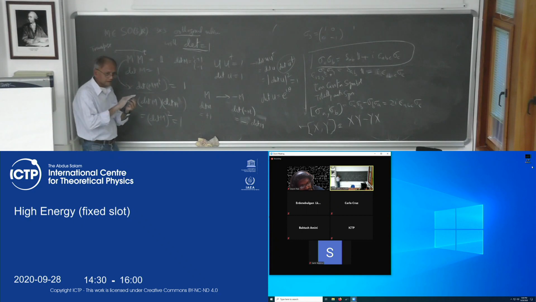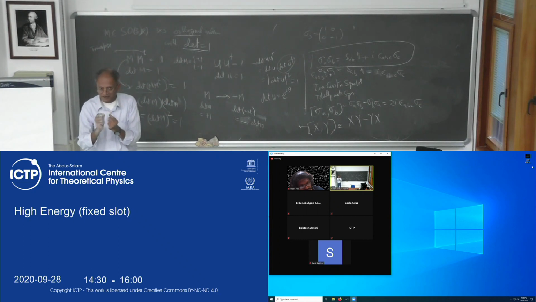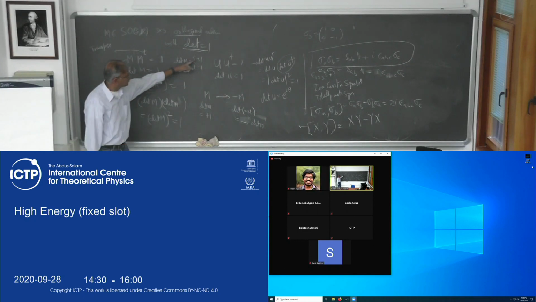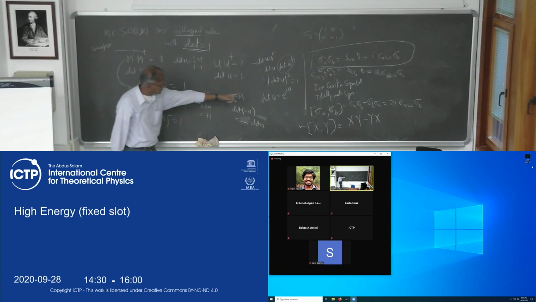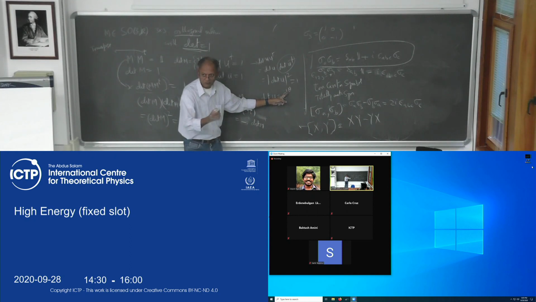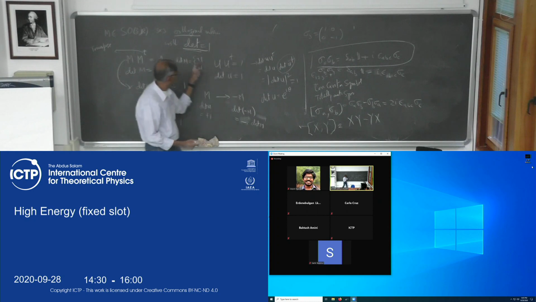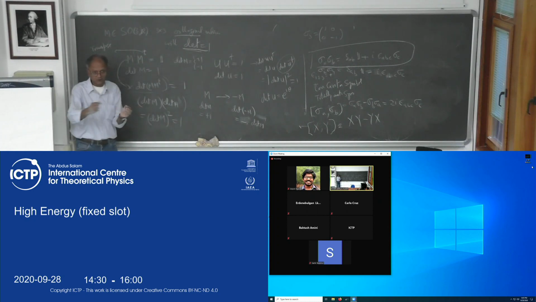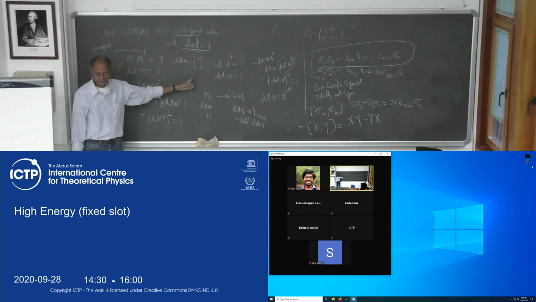The continuous parameters are the ones which make small changes, no? Continuous changes. By continuous change, you cannot go from +1 to -1. Okay? By continuous change, you can go from 1 to e to the i theta by taking theta very small, right? But here, from +1, there is simply no way by a small change, continuously, you can reach -1.